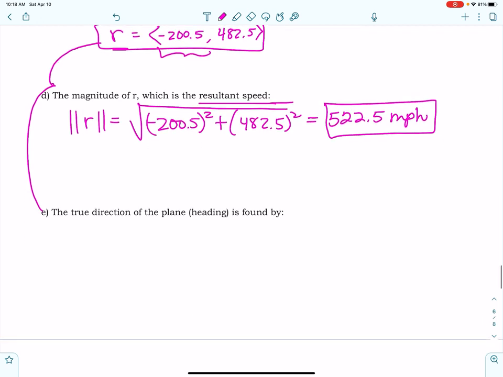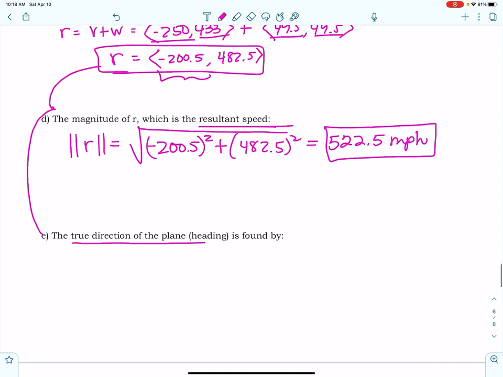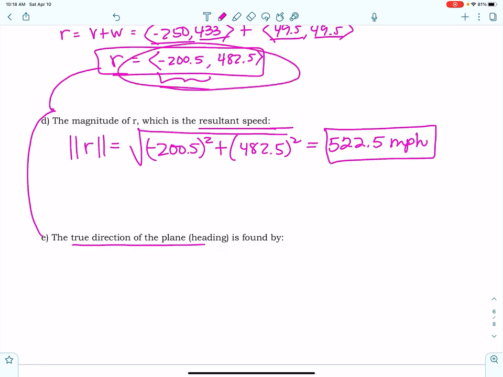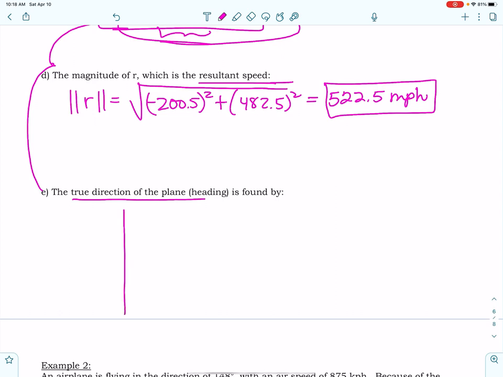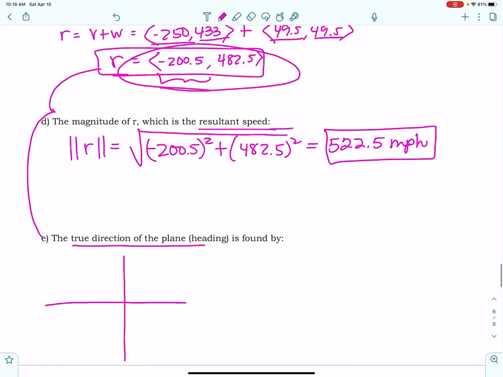All right, now we want the true direction of the plane. So in other words, we've set a course, but the wind pushes us. We want to know where we get pushed. So again, we are using this right here. So I am going to draw a picture. Well, I've got negative direction, so I'm going to use a different color here so you can see this better. So negative 200.5, remember the negative's just for direction, and then a positive 482.5. So that's going to be right up here. So 482.5, and then of course my right triangle with theta.